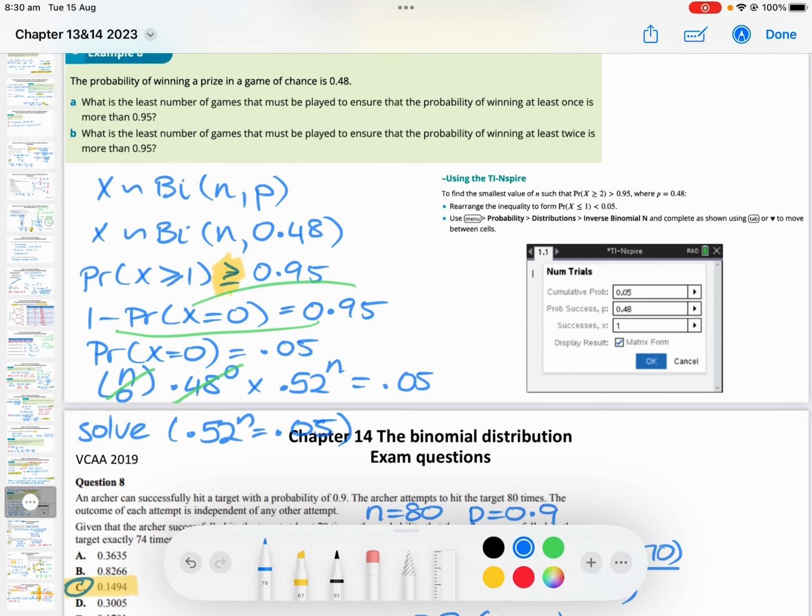So to equal 0.95, you have to play 4.58 games, or to exceed 0.95, you would have to play 5 games, because you have to play more than 4.58.